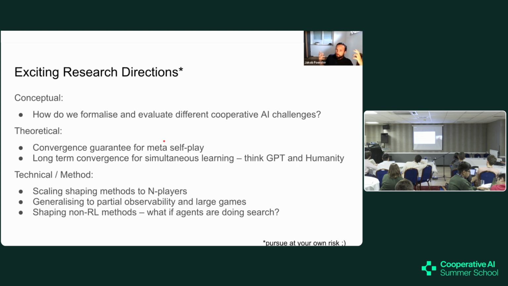And also these sort of bigger questions, what about long-term convergence for simultaneous learning? So you think of GPT and humanity as interacting in this general sum cooperative mutual learning game where each other's outcomes change the dynamics of the other. And then there's more grounded technical questions such as scaling up opponent shaping methods to n players, generalizing to partial observability in large games, and also shaping non-aligned methods.